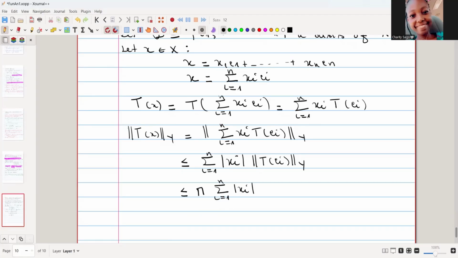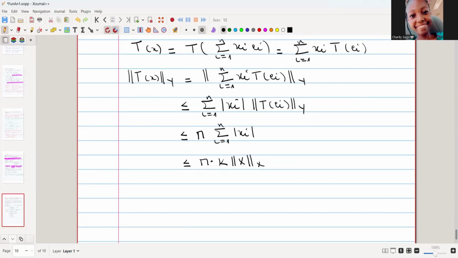And this, we are in finite dimension. So we know that in finite dimension, all the norms are equivalent. So this is less than something like M times a K norm of x, since we are in finite dimension. So you can take everything like C norm of x. Then T is continuous.